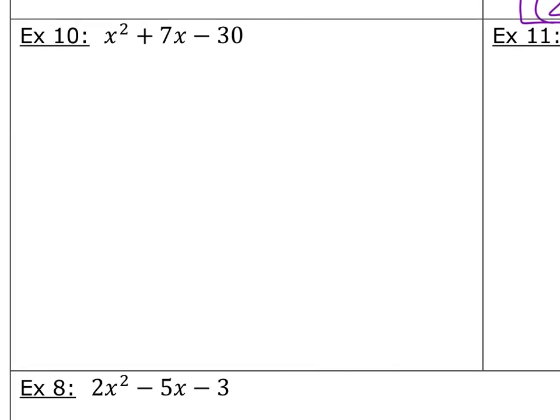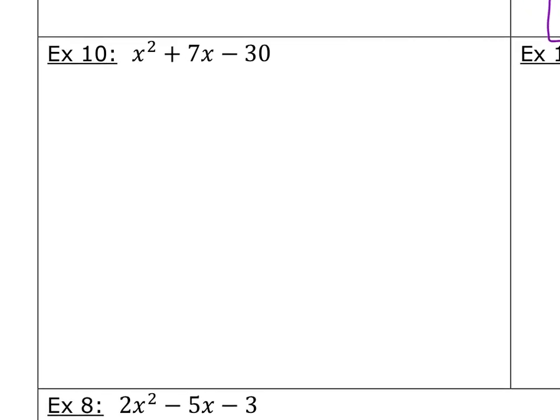What's the A value? 1. What's the B value? 7. What's the C value? Negative 30. Very good. So we have an invisible 1, a +7, and a -30. Let's have Anicia help me set up my X puzzle. What goes in the top?